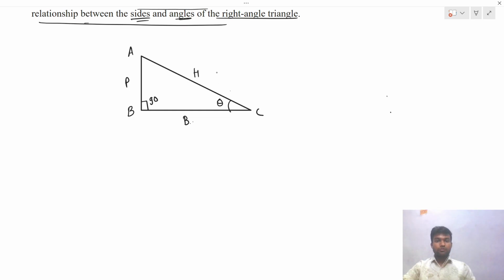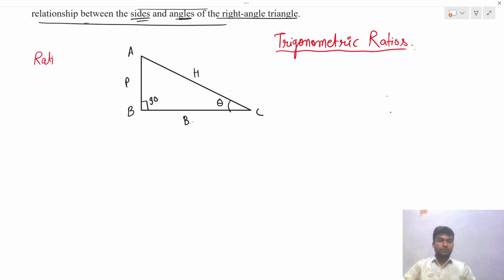Okay students, so here the term comes: trigonometric ratios. What are trigonometric ratios? You know the ratio. What is a ratio? A ratio is in the form of p by q.